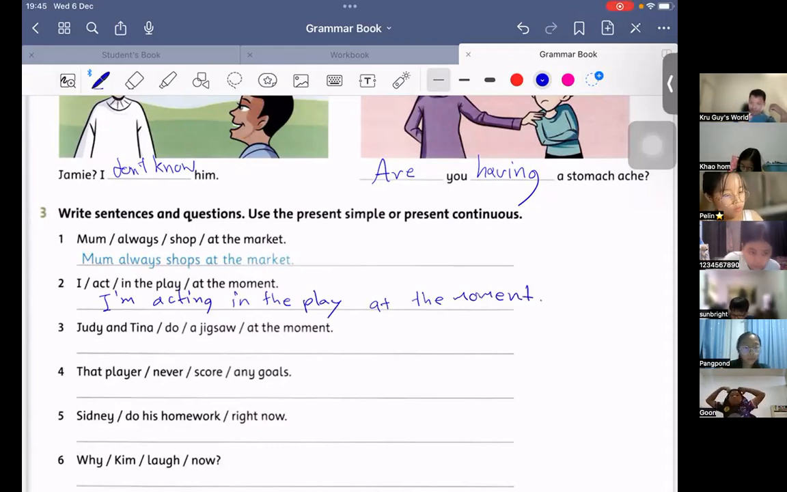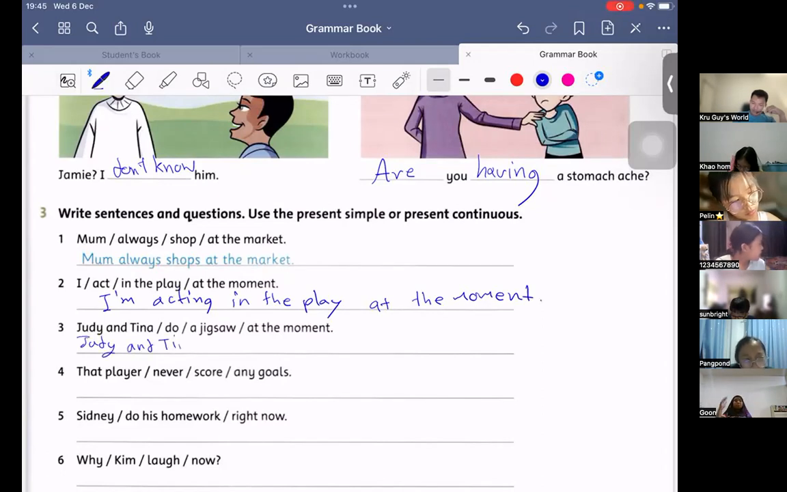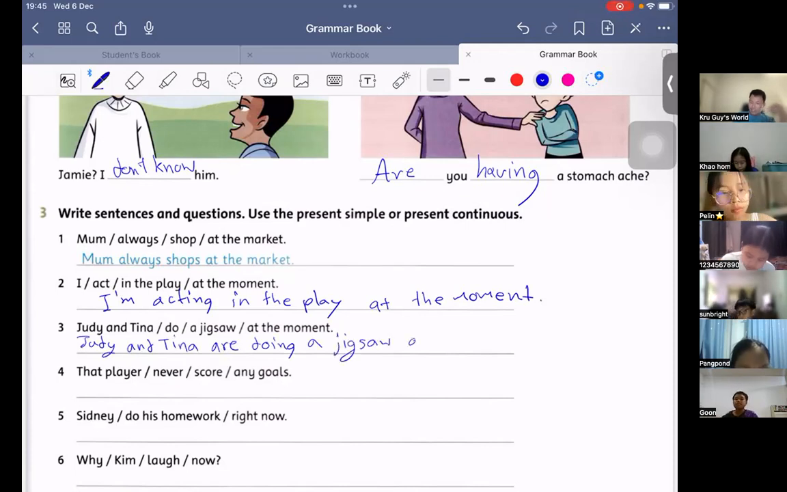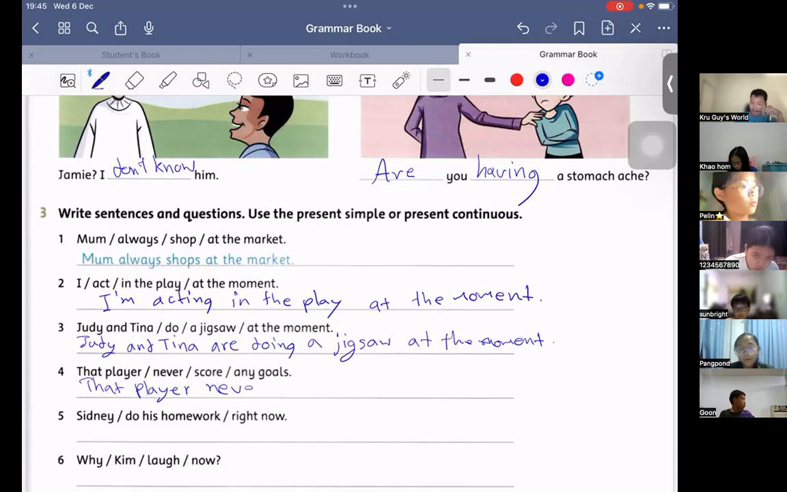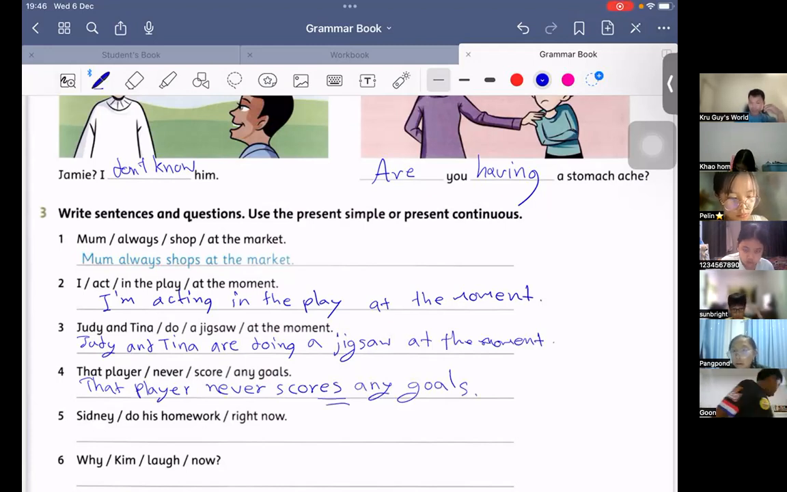Next, look at number three. Judy and Tina are doing a jigsaw at the moment. Good. Number four. That player never scores any goal. Good. This one is a present simple tense. Never scores. We put S after score because the player is a singular one.